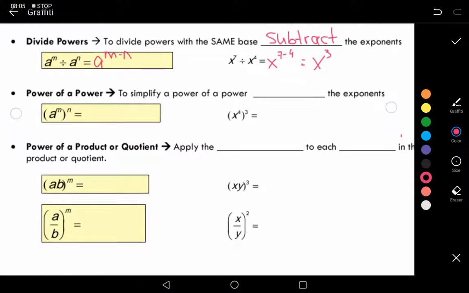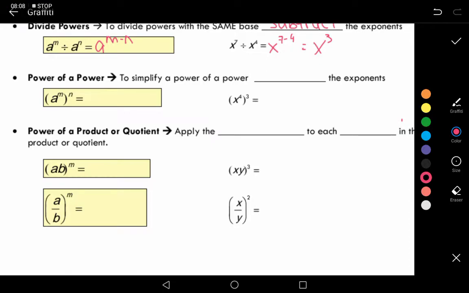Okay, the next law is called power of a power. This rule says if we're simplifying a power of a power, we must multiply the exponents. So if we have a to the power of m in brackets, and that whole thing is to the power of n, we need to multiply the exponents. So it's actually a to the power of m times n. Looking at this example, we would have x to the power of 4 times 3, which is x to the power of 12. So we're always going to take that extra step in fully simplifying.